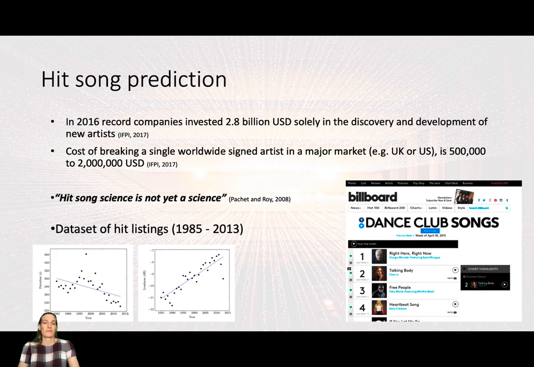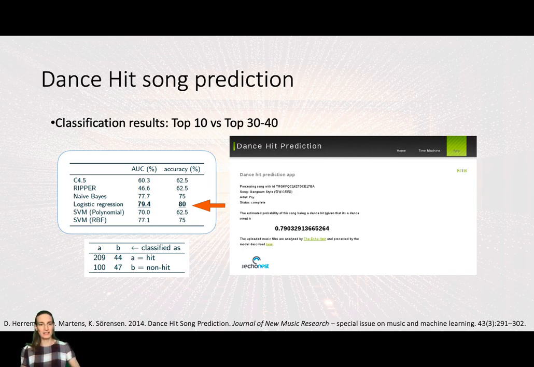First, a study we did a few years back is on hit song prediction. If we look at the music industry, companies invest billions of dollars just to develop and discover new artists. The cost of breaking a single artist in a major market is about $500,000 to $2 million. So think of advertising costs, etc., to promote new artists. So having an algorithm which can tell you if a song is going to be popular or not is actually quite useful.